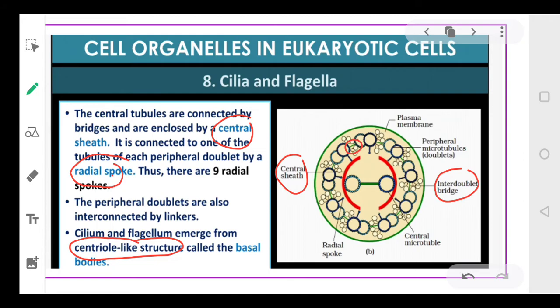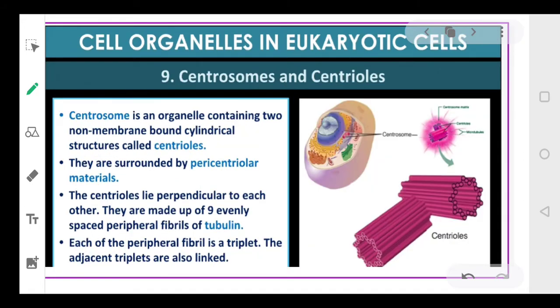Okay. Now let's come to the next part, that we have the centrosomes and the centrioles. Now these are the last cell organelles which are observed in case of eukaryotic organisms. Centrosome is an organelle that contains two non-membranous cylindrical structures called centrioles.